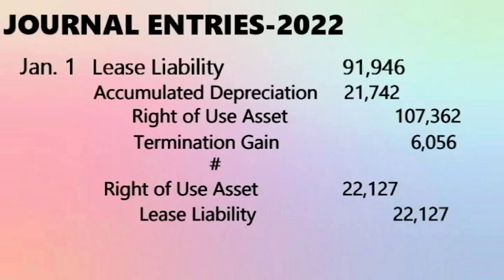Tapos, i-record din natin yung decrease in the right of use asset. So, dito, nagkaroon ng kabawasan. So, i-record natin siya as credit. So, 107,362. And yung termination gain, i-record din natin siya as credit. So, 6,056. So, also, sa January 1, i-record din natin yung increase in lease liability na sa right of use asset, syempre, and the credit is lease liability na 22,127.